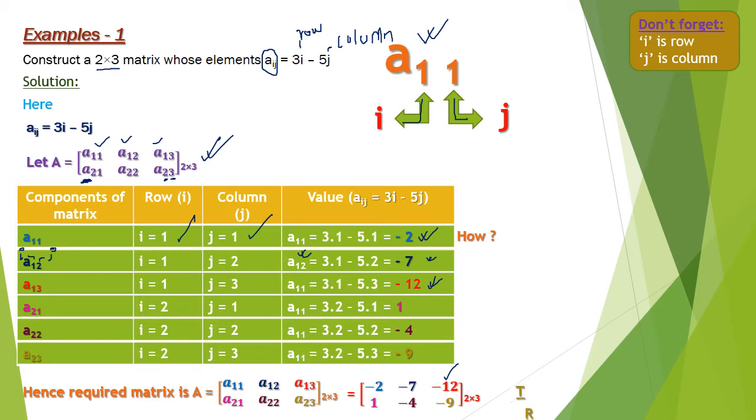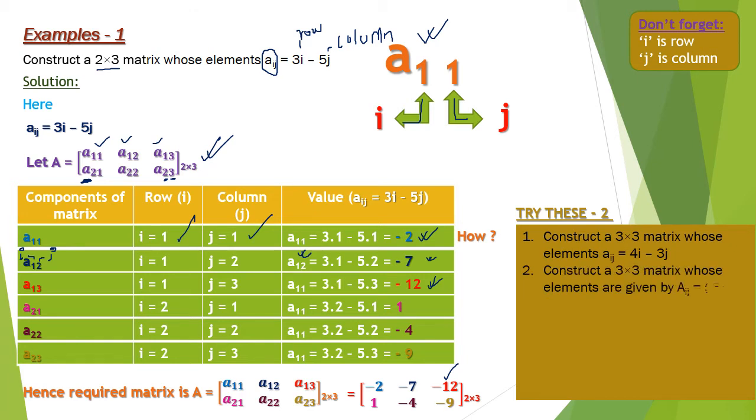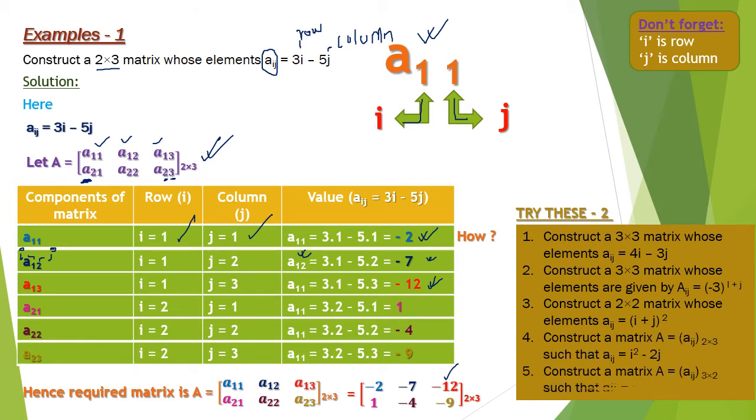Okay, there are questions for you. Try this. Now you have to construct the matrix in the same way. Now it's 3 cross 3, then we have to write the component matrix in the same way. And if there is 2 cross 2 in the same way, and you can see the order here, 2 cross 3 and 3 cross 2. You can try this question, you can pause the video, you can complete these 5 questions and you can move forward.